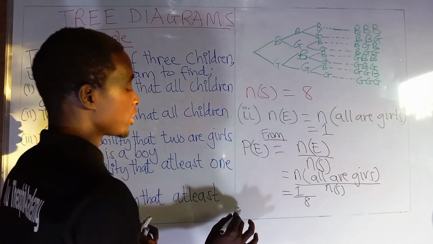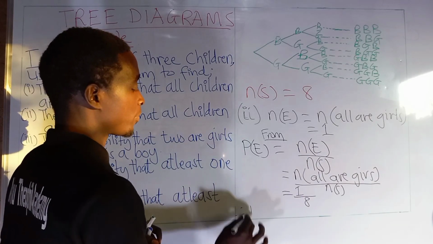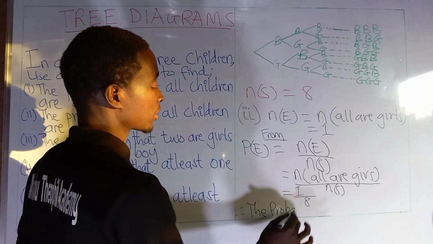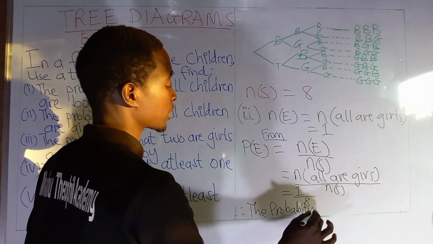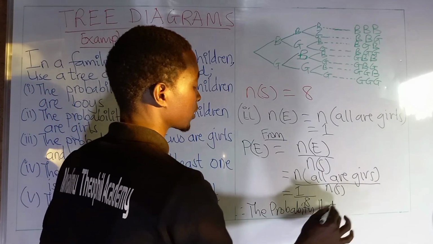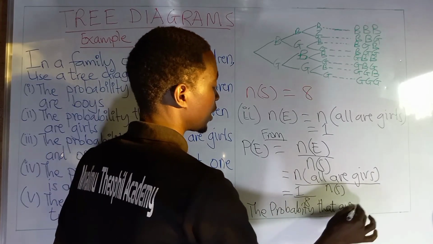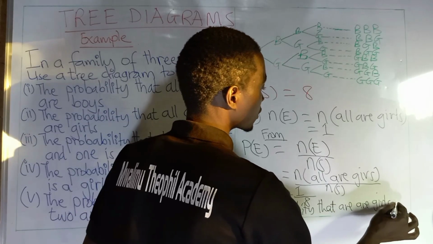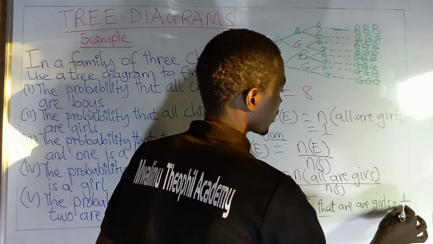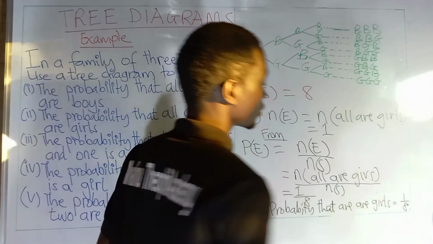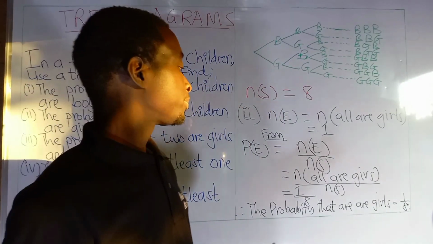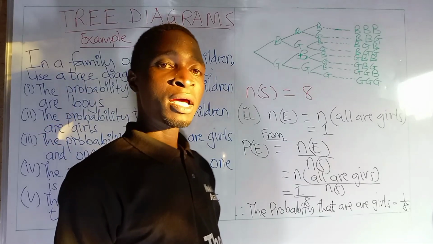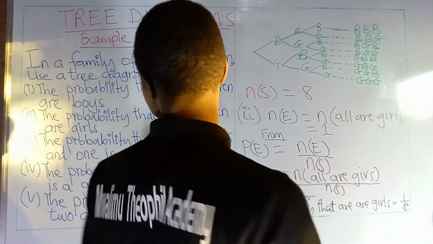So the probability that all are girls is equal to 1 over 8. So now we are through with the second part of our question. Let us go to our third part.